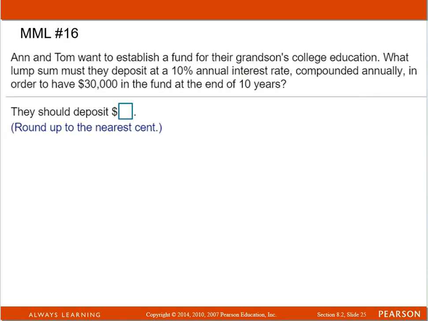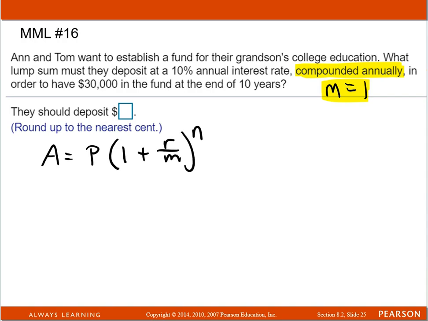Anne and Tom want to establish a fund for their grandson's college education. What lump sum must they deposit at a 10% annual interest rate? Here we go. Compounded annually. All right. Annually, that means m is equal to once a year. And it's the compound interest formula, which is this guy again. And I've just figured out that a number 1 will go there.